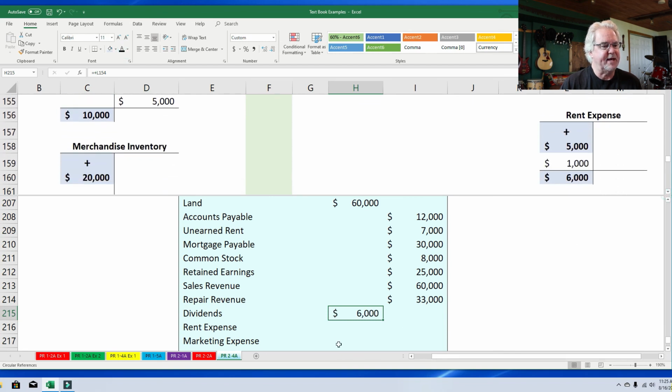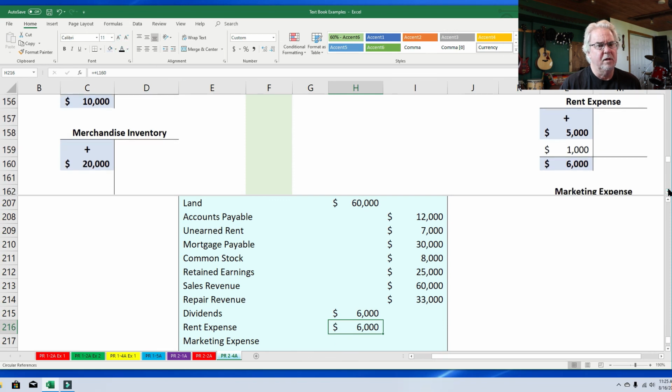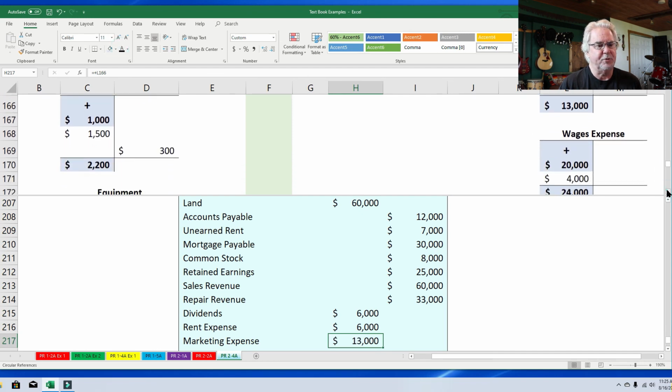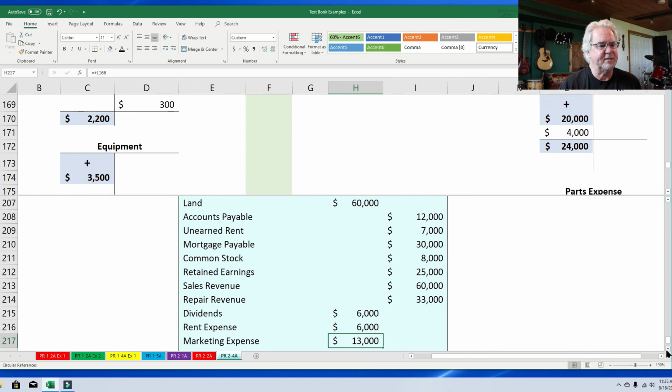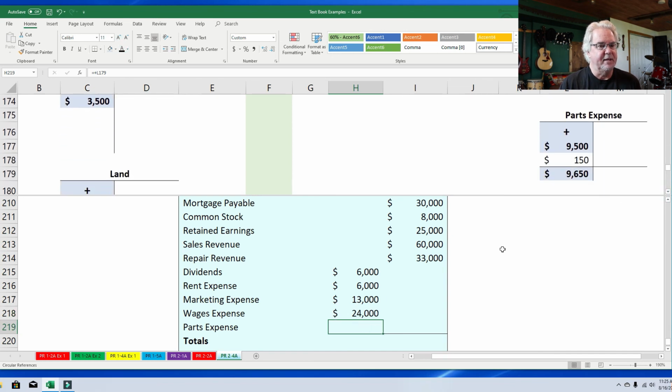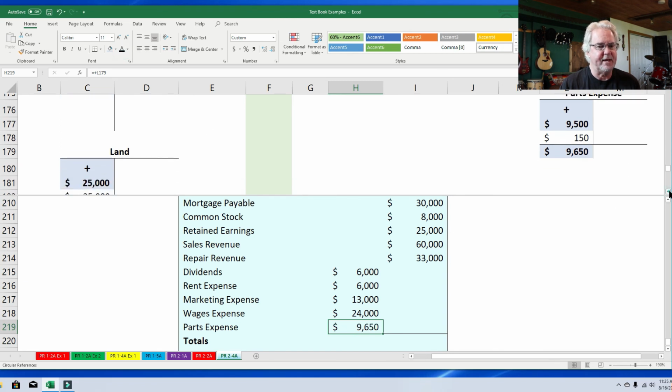Repair expense, 6,000 on the left. Marketing expense, 13,000 on the left. That's all there is to it. Wages expense, 24,000 on the left. And by the way, these numbers that we're writing down represent the whole year to date, not just November by itself here. Parts expense, 9650. There we go. We've got all the accounts written down.